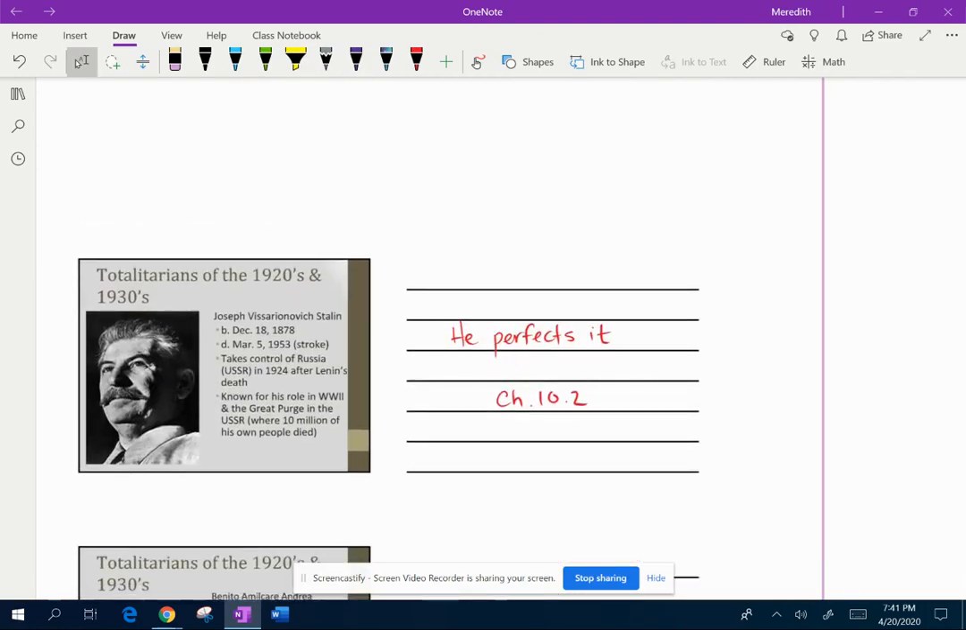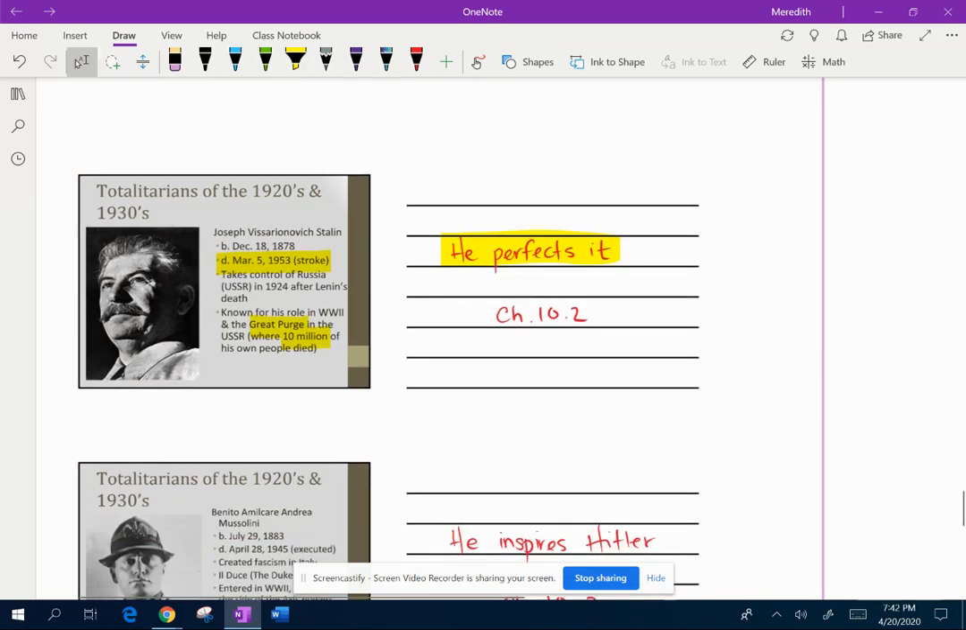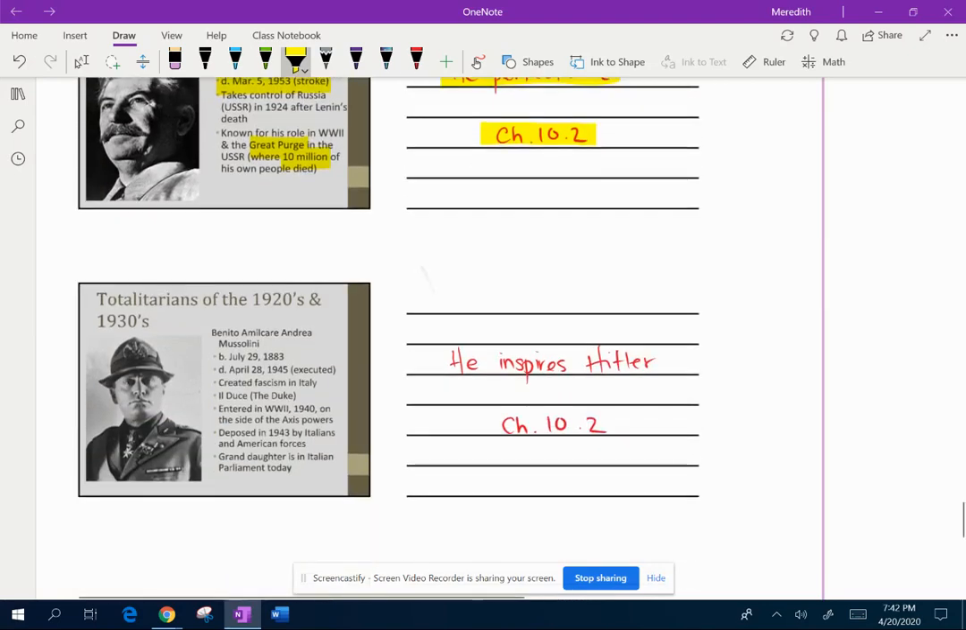And then the next guy to come into power that is going to perfect totalitarianism alongside Hitler, because he also perfects it, is going to be Joseph Stalin. He sadly too dies of a stroke, and he's going to be the uncontested leader of Russia from 1929 until his death in 1953. He is known for killing about 40 million of his own people, 10 million alone in something called the Great Purge. We're going to cover him in more detail in chapter 10, section 2, or lesson 2.